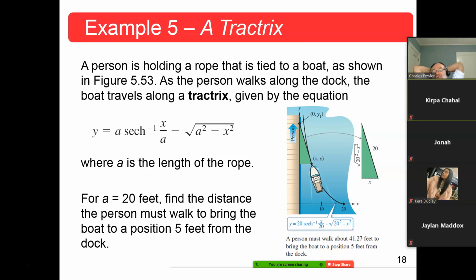For A equals 20 feet, find the distance the person must walk to bring the boat to a position 5 feet from the dock. Okay? The Y is the distance the person must walk. The X is how far the boat is from the dock. So you plug in a 5 here and a 5 here with a 20 there, there, and there, and you see how far the person must walk.